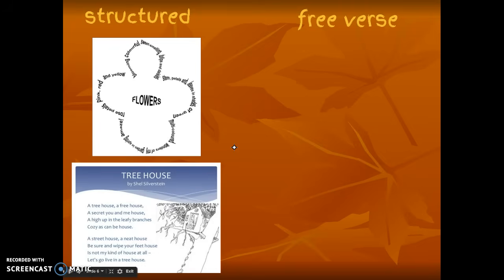Another example is this poem, Tree House, by Shel Silverstein. A tree house, a free house, a secret you and me house, a high up in the leafy branches, cozy as can be house, a street house, a neat house, be sure and wipe your feet house, is not my kind of house at all. Let's go live in a tree house.